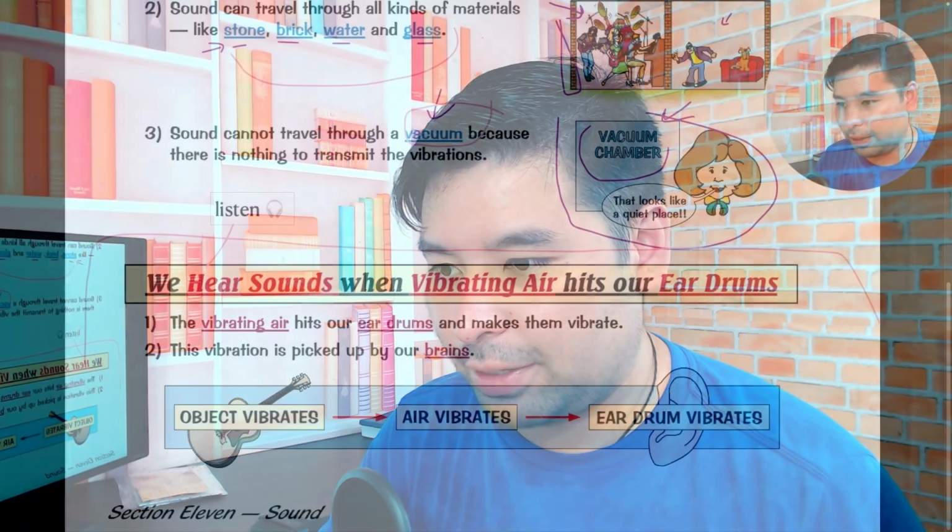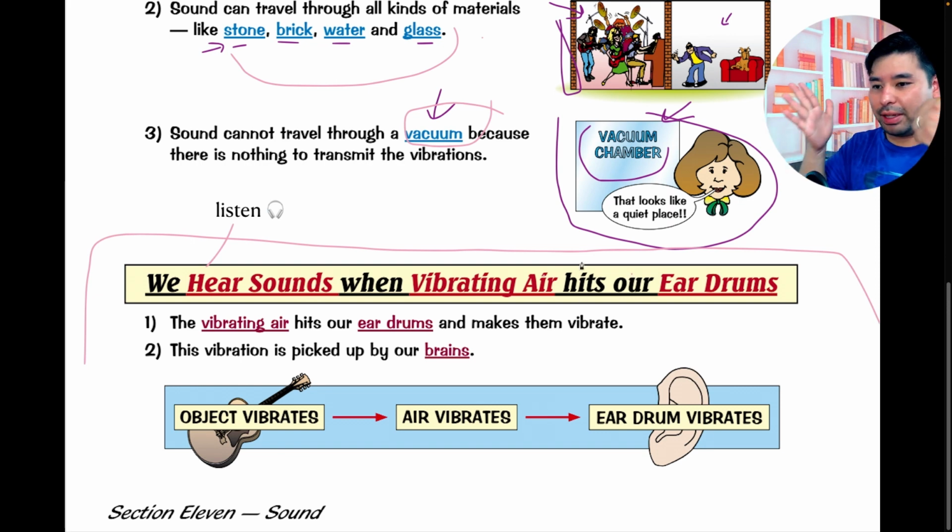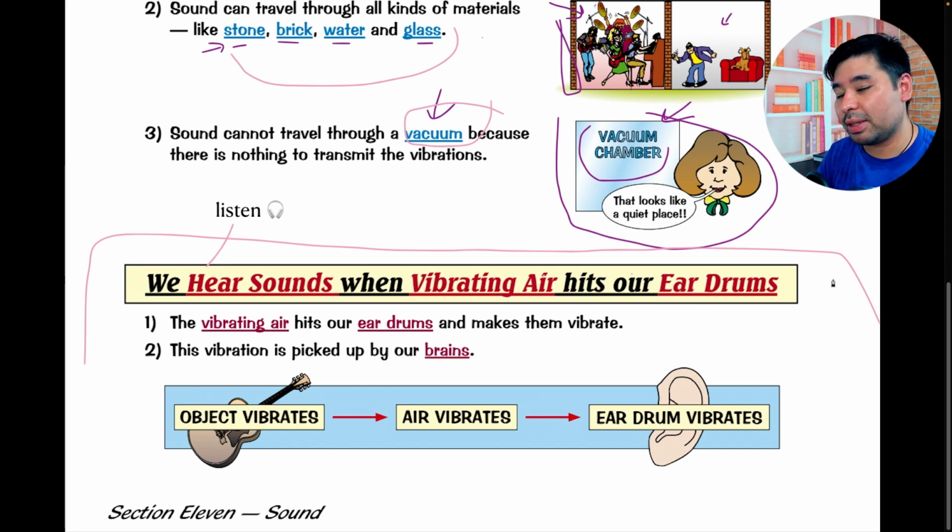So let's get back here. And vibrating air, they are vibrating. Hits, like when something hits, touches something. Eardrum. And what are eardrums? It's the part of our ear, the part inside where we listen. In Portuguese, we can call it tímpano. So eardrums is our tímpano in Portuguese. If you don't know that word, of course, you can always check for that.